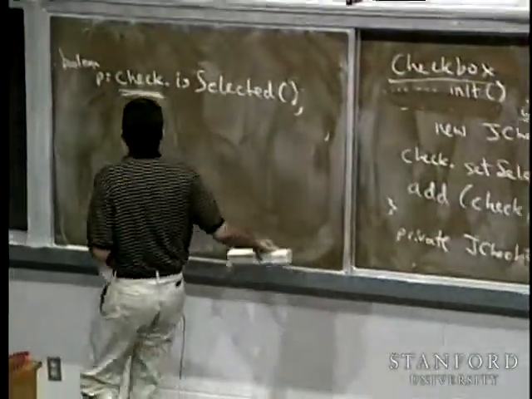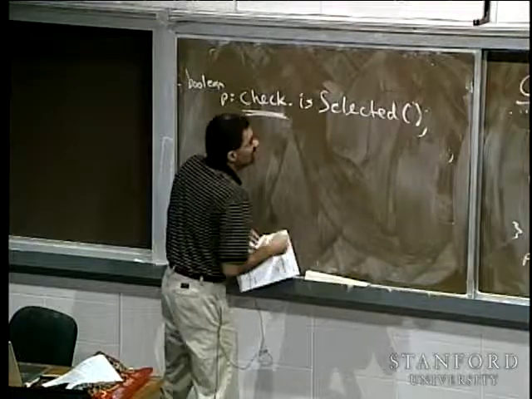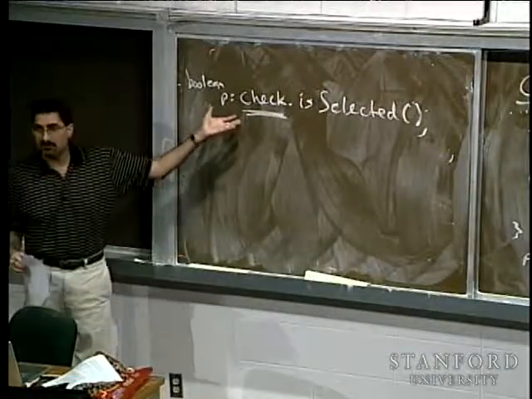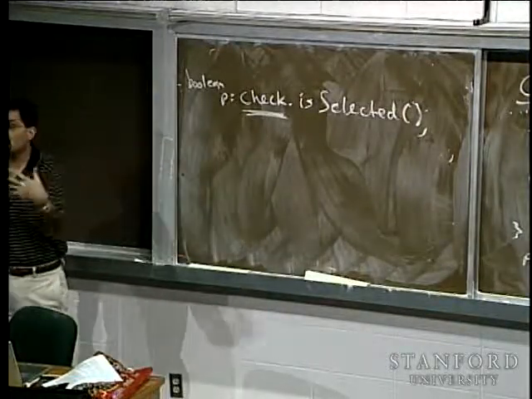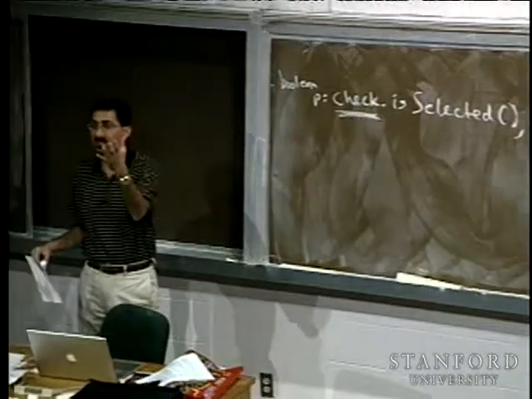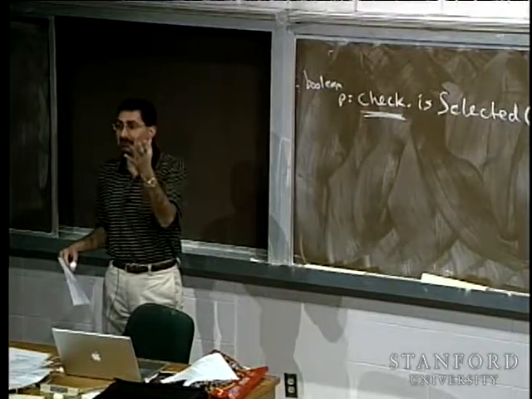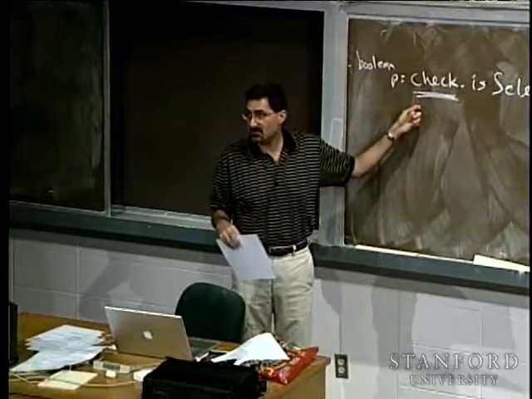Okay? So when check is selected, this is something that you might check somewhere in your program, like for example when the user clicks the mouse somewhere, right? So when we click somewhere to get a face, at that time we want to see, are we showing the front of the face or the back of the face?